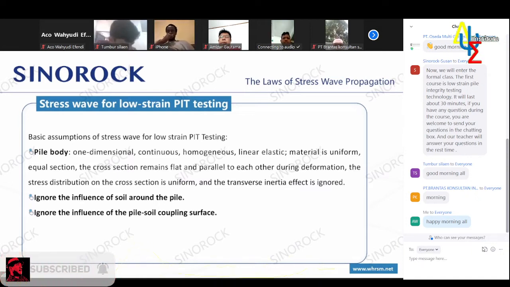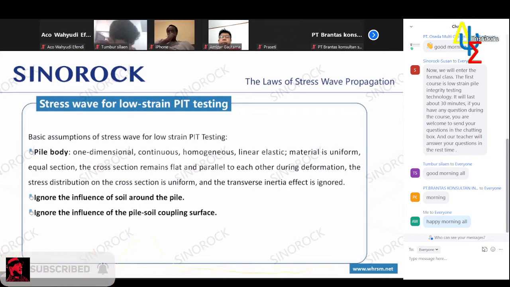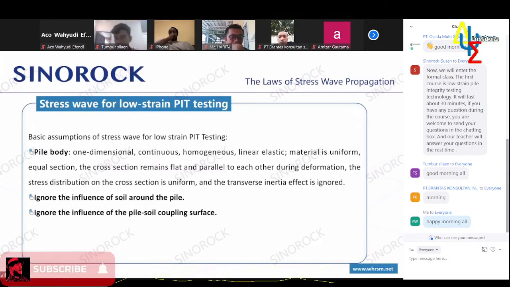First, the pile body is one-dimensional, continuous, homogeneous and linear elastic. That is to say, the material is uniform and equal in cross-section, and the cross-sections of the pile body remain plane and parallel to each other during stress wave deformation. That is, plane wave. The stress is uniformly distributed on the cross-section, ignoring the lateral inertia effect of the pile body. In addition, the influence of the soil around the pile on the pile body and the influence of the pile-soil coupling surface are ignored.